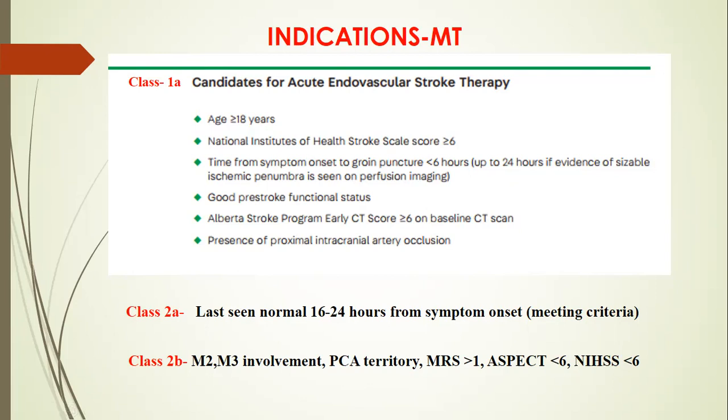Okay, other indications, class 2 indications are up to 24 hours, and class 2B indications are even distal arterial occlusion, PCA territory. If the ASPECT score is less than 6, NIHSS less than 6 also we can do, but the level of indication would be class 2. These are the above mentioned class 1A recommendations you should be knowing.